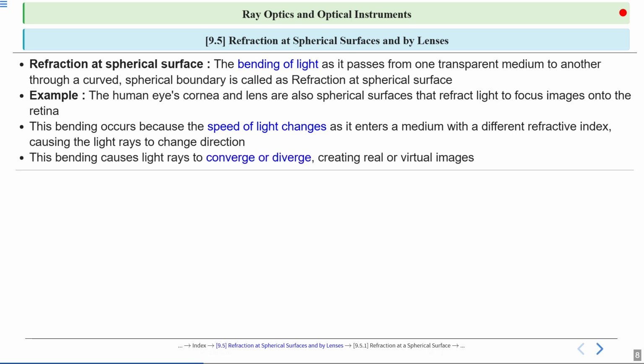This bending causes light rays to converge or diverge, creating real or virtual images. Either light rays will converge, and then a real image will be formed. If they are diverging, then we extend them in the backward direction and a virtual image will be formed. From the point at which this virtual image forms, the rays after refracting appear to come from that point, but the rays after refracting through the lens or spherical surface are not actually meeting at that point. That's why it is called a virtual image.